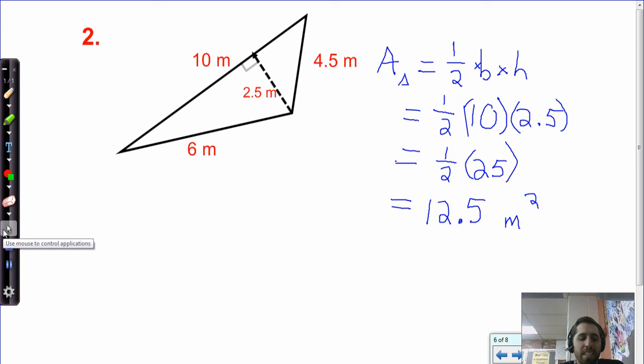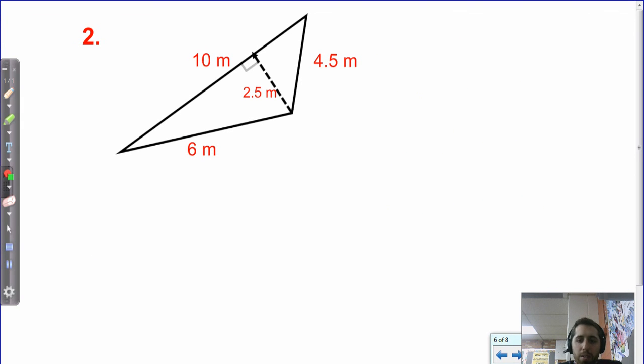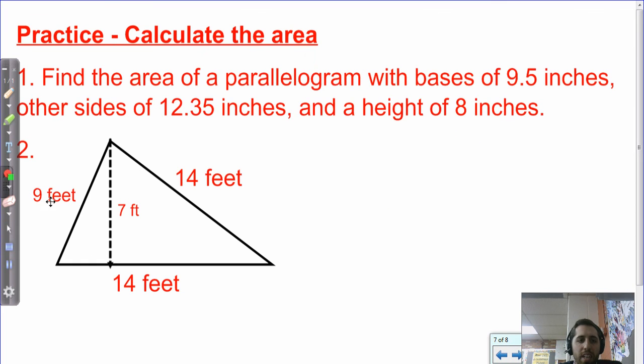Hopefully these made sense to you. I hope that that little picture explanation made sense. I'm going to leave you with some problems to work on your own. So check it out. The first one says, find the area of a parallelogram with bases of 9.5 inches, other sides of 12.35 inches, or 12 3/5 inches, and a height of 8 inches. So make sure you just use the numbers that you need. And then we have this triangle here with side lengths of 9 feet, 14 feet, and 14 feet. And then this perpendicular in the middle is 7 feet. So do your best, and I'll check those tomorrow.